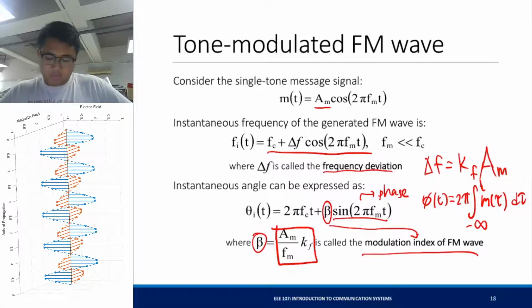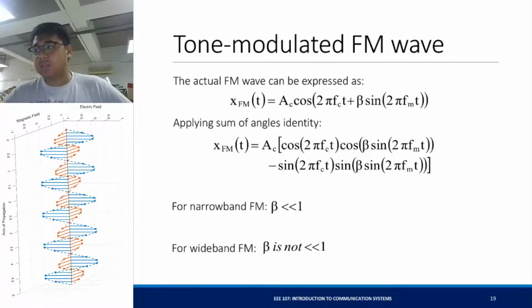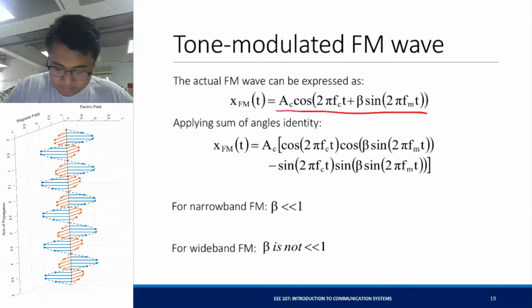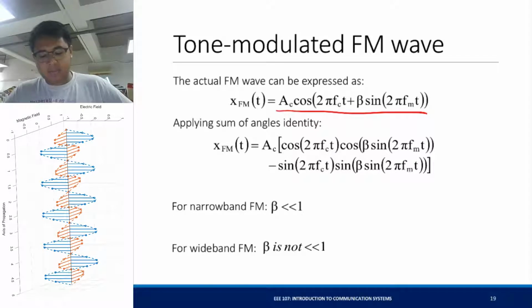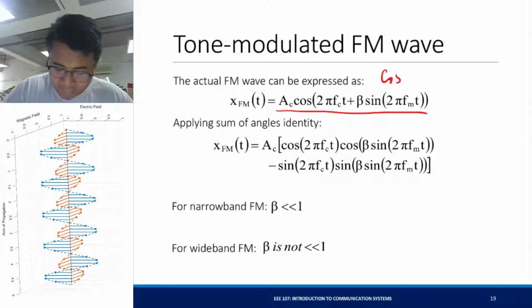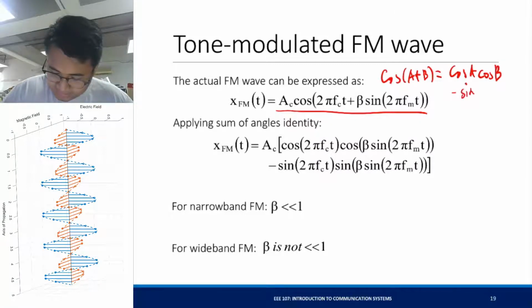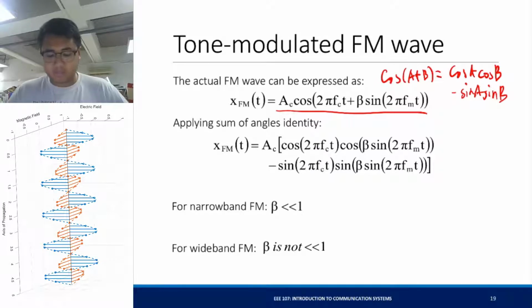Okay? So this is the modulation index of your FM wave. So now the actual FM wave can now be expressed as this. Okay? And if we use the sum of angles identity, so you have a cosine A plus B can be expressed as cosine A, cosine B, minus sine A, sine B. Okay? So that's what happened here.